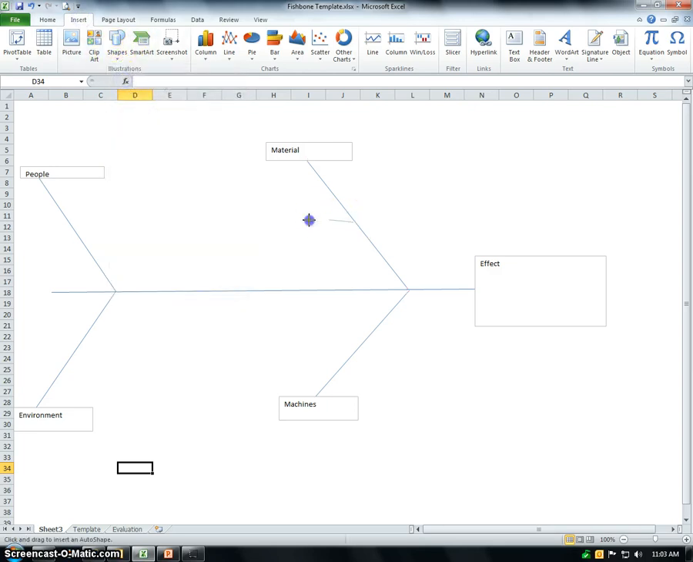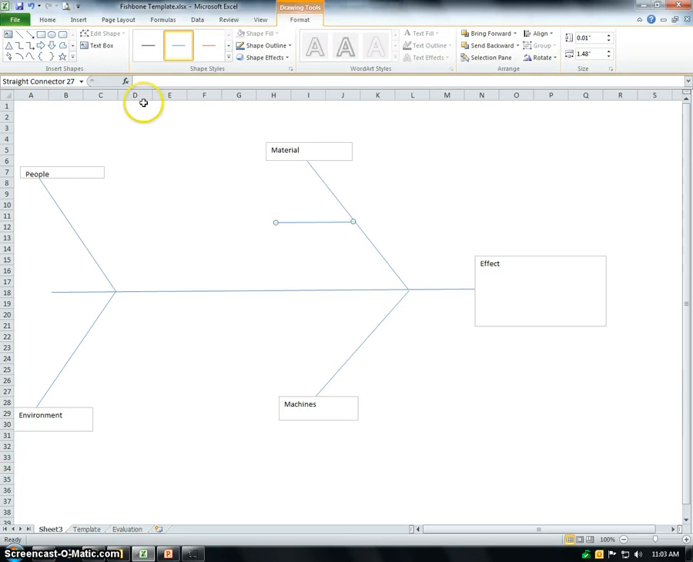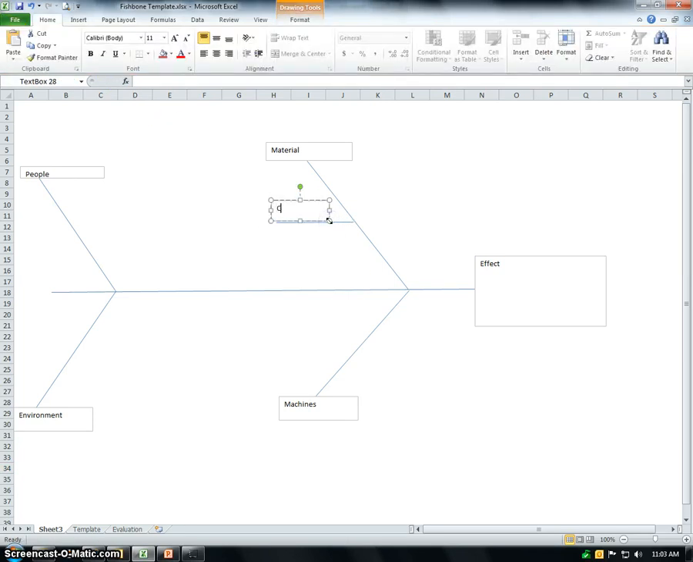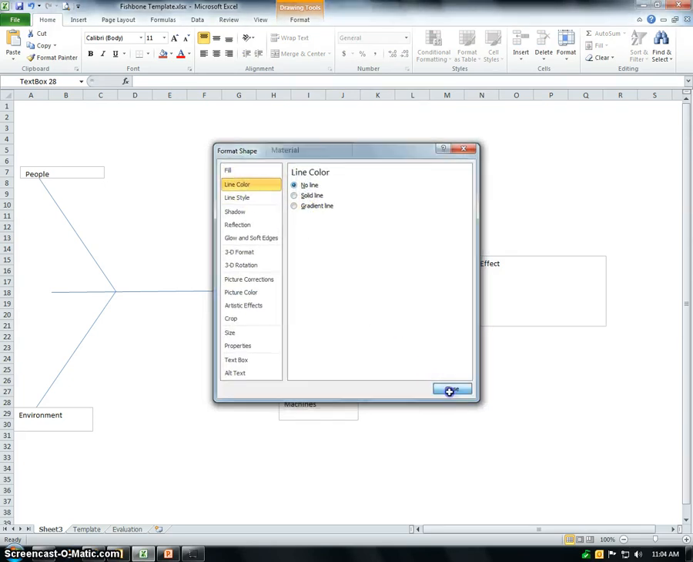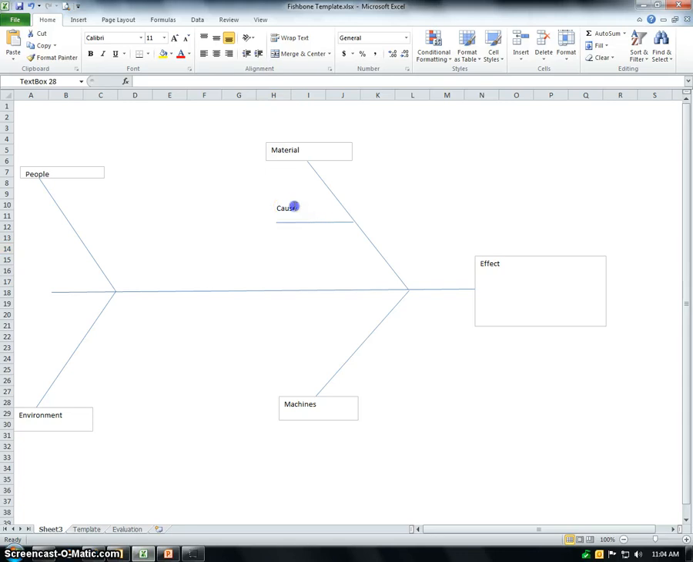And when we start listing the individual causes, we're going to do a similar type of format. We're just going to draw a line off of the major effect. And just to make this maybe look a little more presentable, I'm going to put no fill and no line color. So the cause that has to do with materials that cause this effect is going to go on this line.